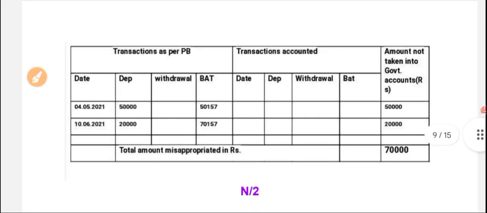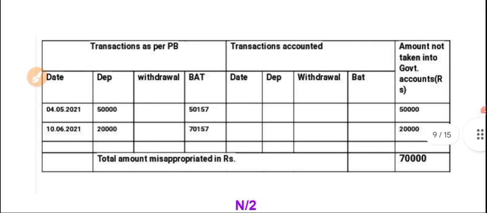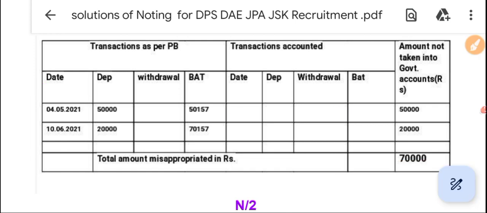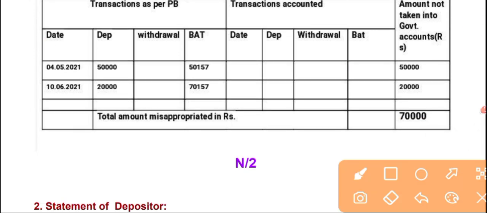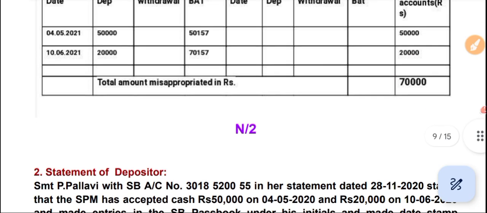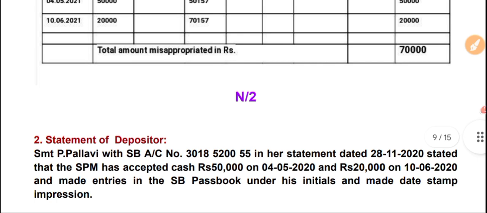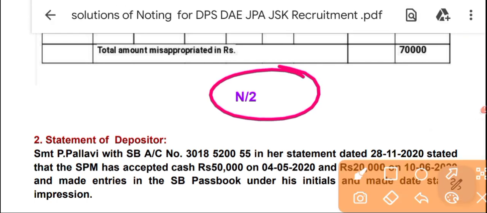Okay, this will be the imaginary balance statement. Someone at the post office received money but did not deposit it in his account. The total misappropriated amount is 17,000. Now the next step: you will write the noting, page number 2. If you complete one, then you will write 2. If you complete 2, then you will write 3.